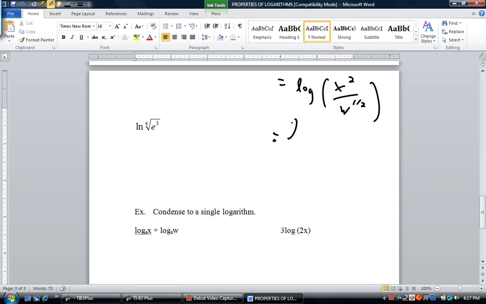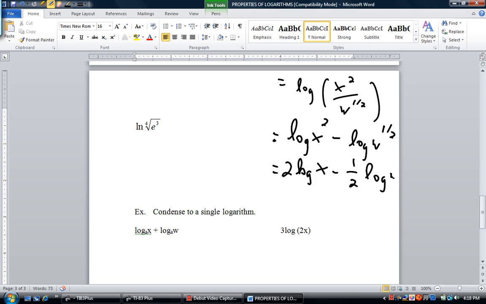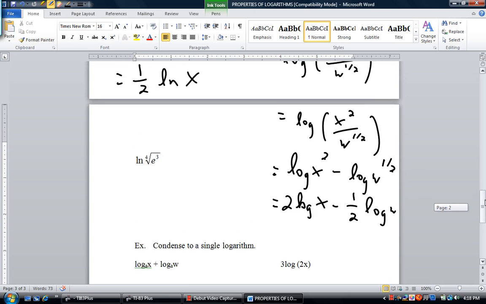Then we're going to take this, and we have division, which means we can separate with individual logs. Since it's division, we'll use subtraction. And the last thing we need to do is move the exponents out front. 2 log of x minus 1/2 log of w, and you're done.